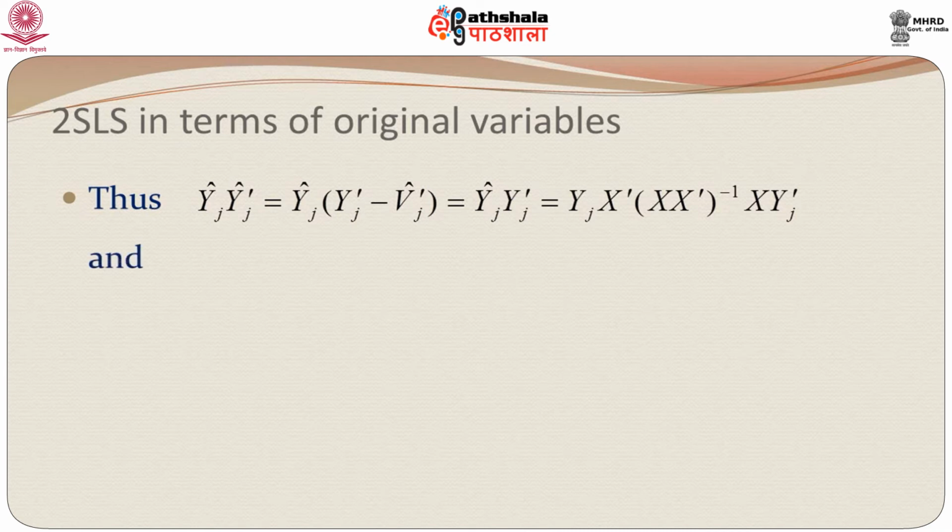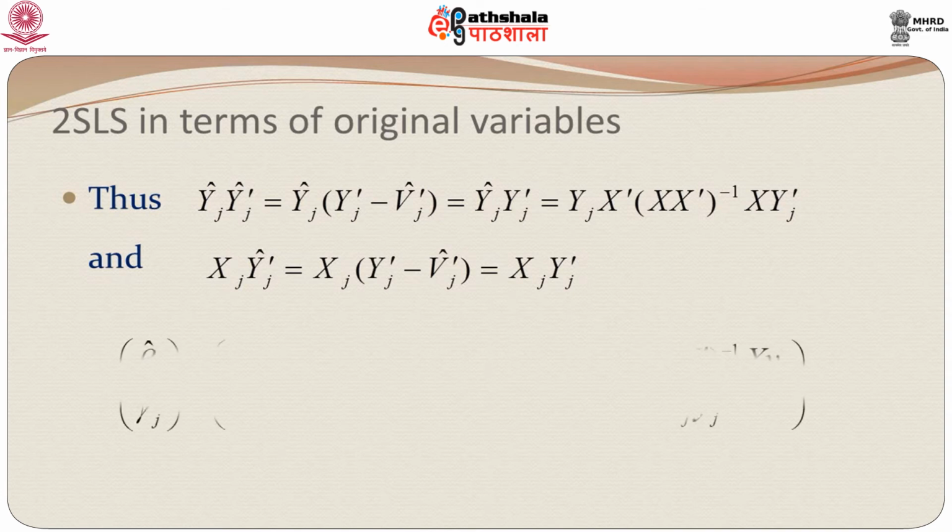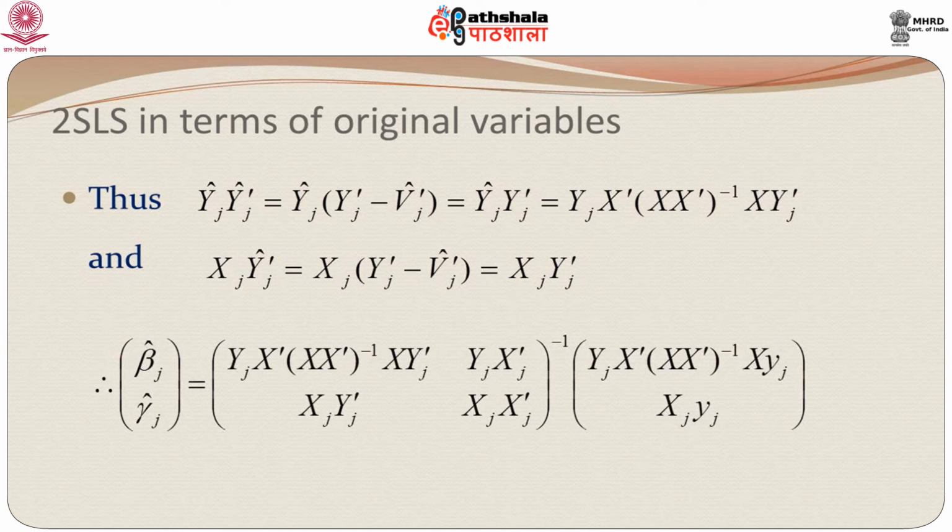Similarly, if you look at xj yj hat, this reduces to xj yj prime. So, the whole thing can now be written in terms of the original variables in this manner, and hence, if you know this final result, we do not really need to go back and do the 2-stage least squares. We do not really need to get the predicted values of yj's. We can write the whole thing in terms of the original variables themselves.